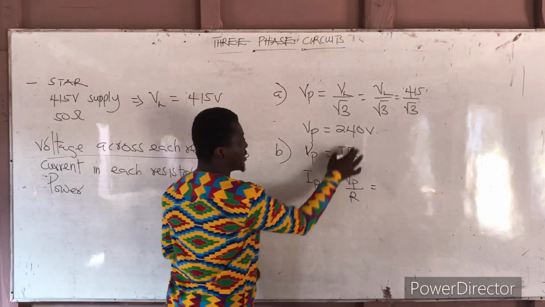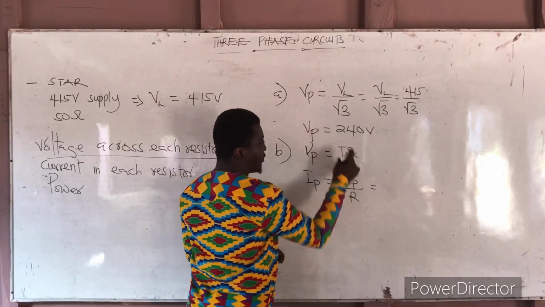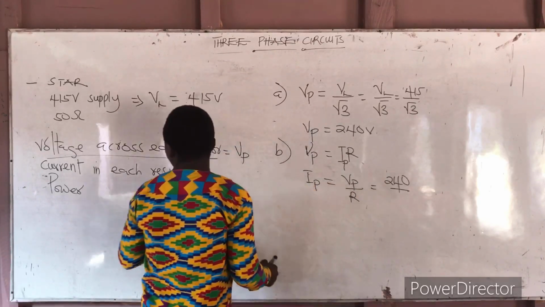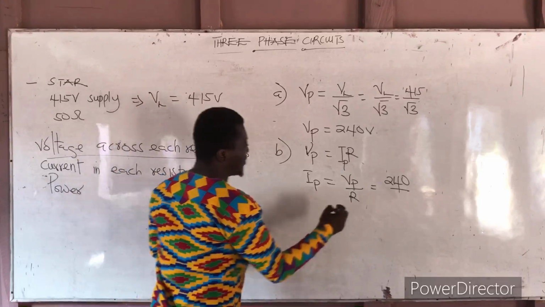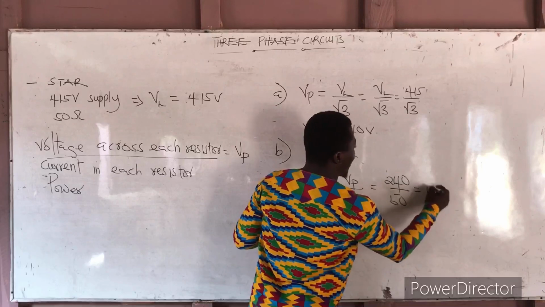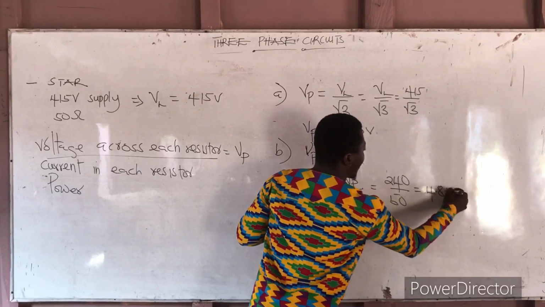What is our phase voltage? Already we've calculated the phase voltage: 240. And what is the resistance? From the question given, it was 50 ohms. So when you put the 50 there, you end up getting 4.8 ampere.